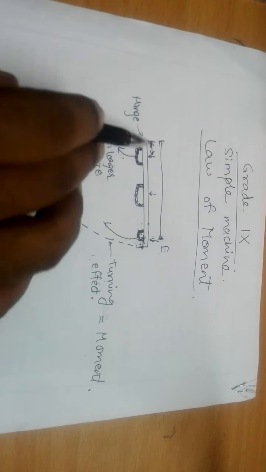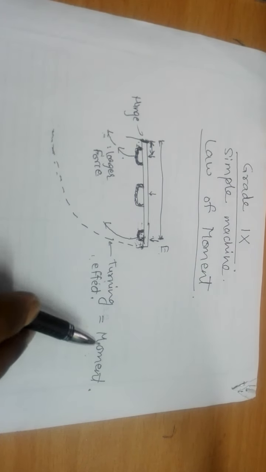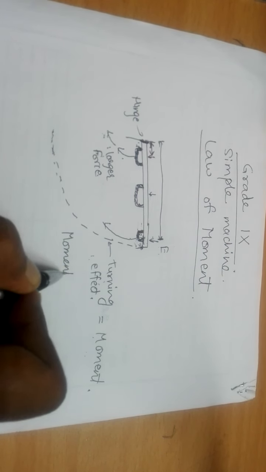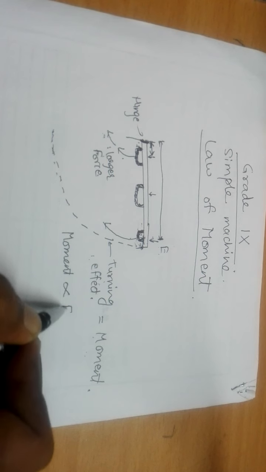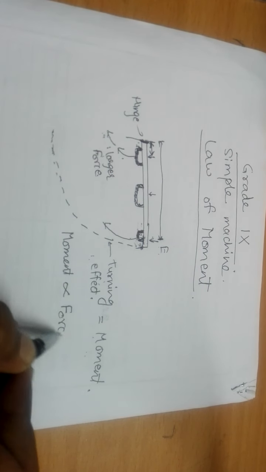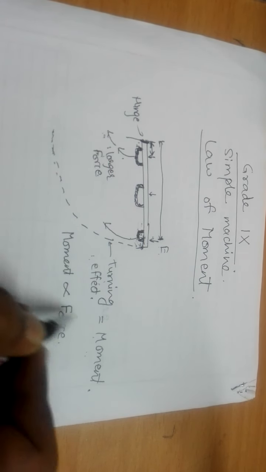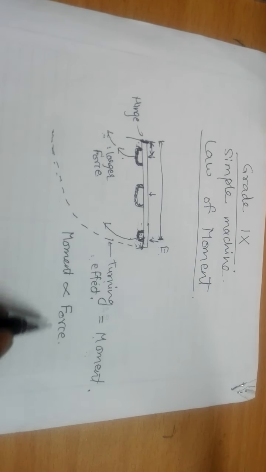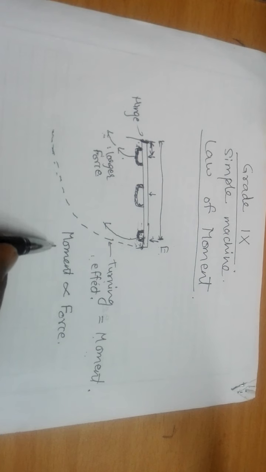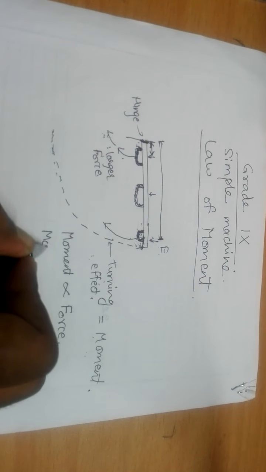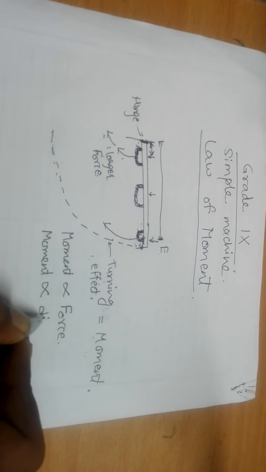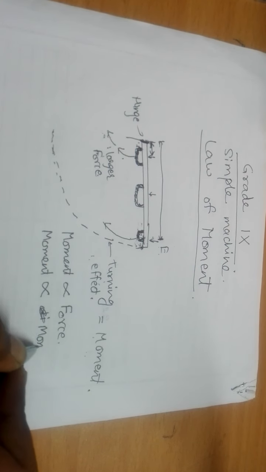So it shows that moment, the turning effect, depends on two factors. First of all, it depends on force. If you apply more force, then greater moment will be produced. If you apply less force, then lesser moment is produced. At the same time, moment is also proportional to distance. A distance that is called moment arm.